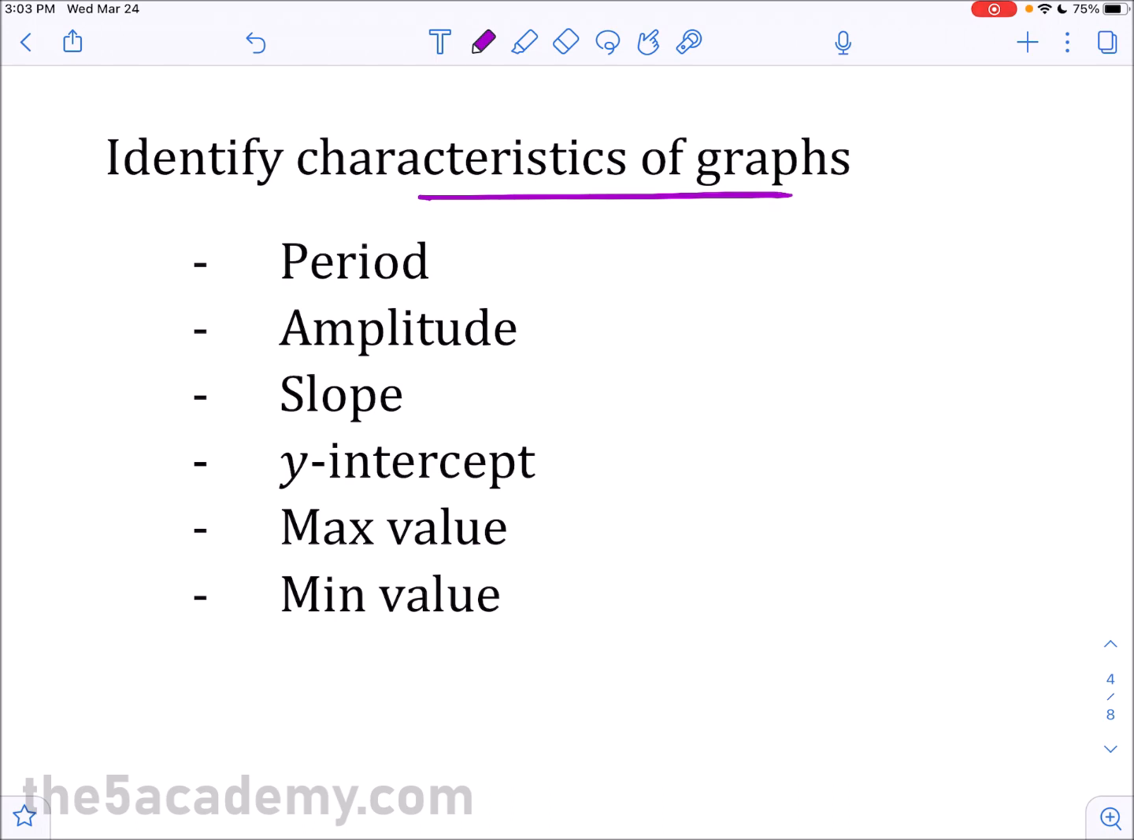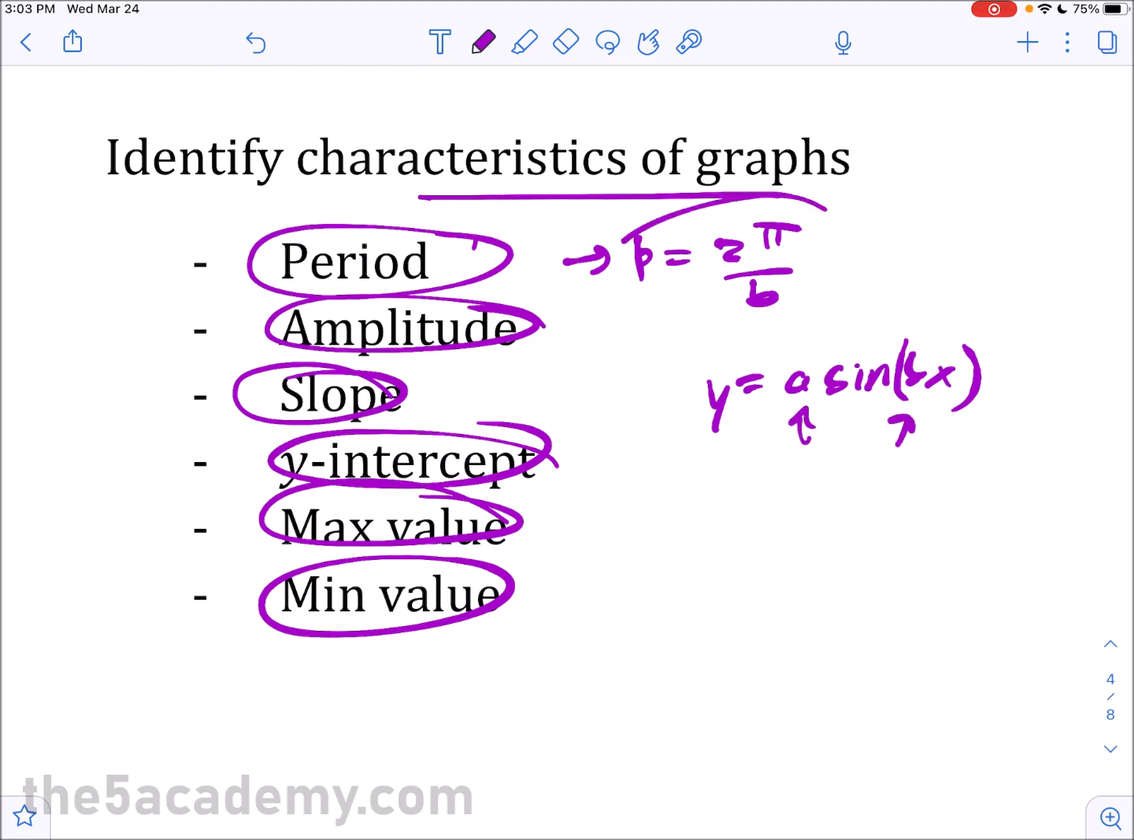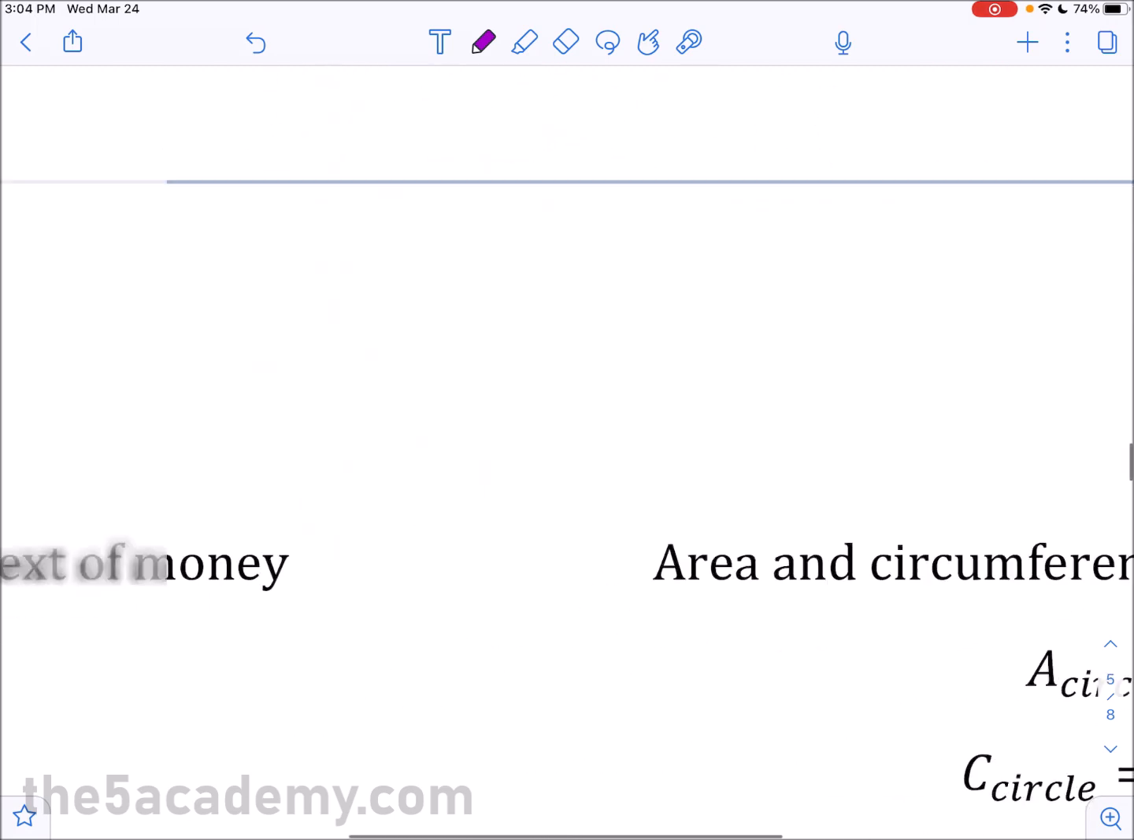Identifying characteristics of graphs. Can you take a graph and identify period, amplitude, slope, y-intercept, min, and max value? You should be able to identify these. Period equals 2 pi over b. If you're given an equation like y equals a sine b x, a is your amplitude, and b is how that's related to period. These other things I've already mentioned a little bit, so you should be able to identify those.